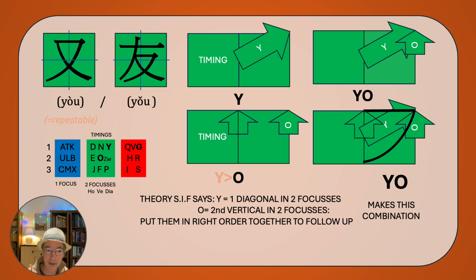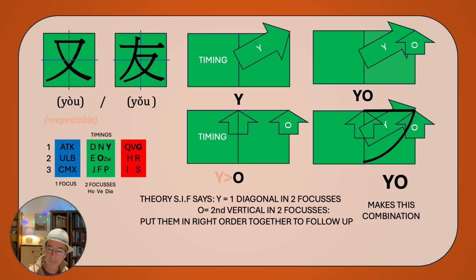The second one is the O. The O is also in the timing section in the vertical focus, with two focuses, and it goes to the second focus there. So that's the expression. If you combine them, they are very easy to combine. You go from that first position to the next position.